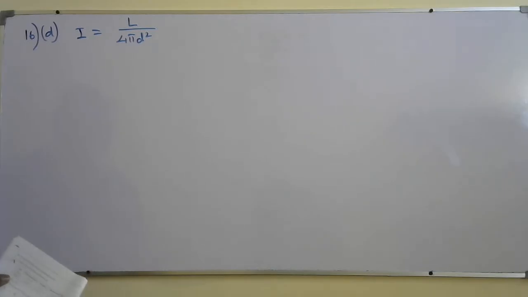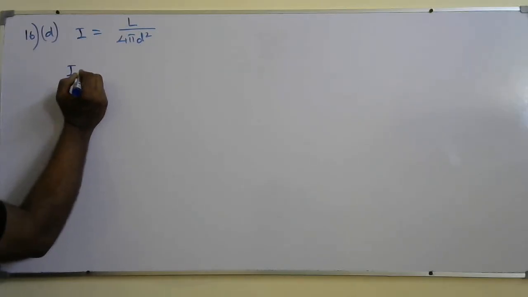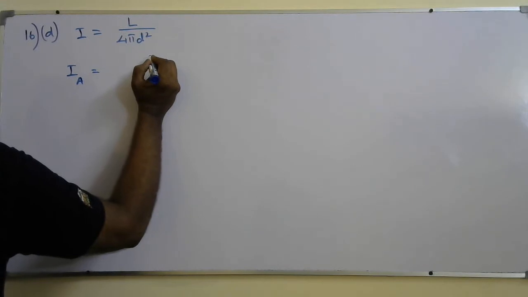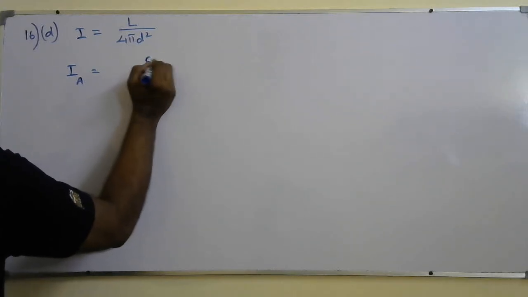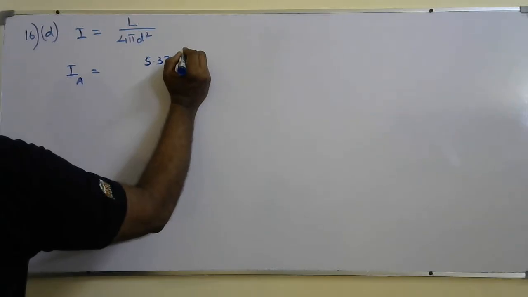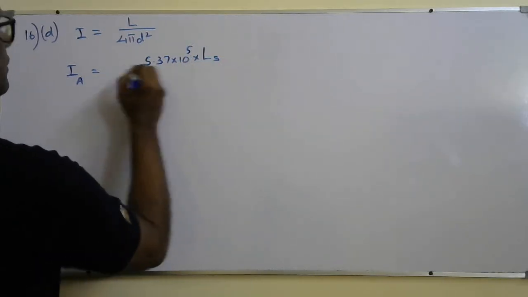You have to use the proper distance of those stars from the Earth. Simple question. So I can say the intensity of Alnilam A is equal to luminosity over 4 pi d squared. The luminosity is 5.37 times 10 to the power 5, multiplied by the luminosity of the Sun, which is given.